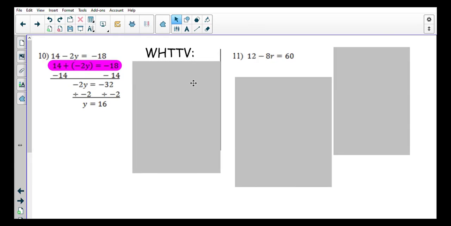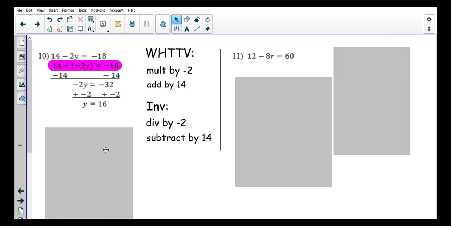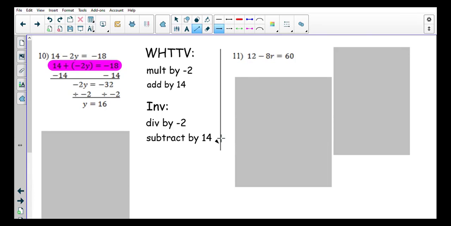So what's happening to the variable? Let me go ahead and pull this down. We are multiplying by negative 2 and then adding by 14. The inverse of multiplying by negative 2 is to divide by negative 2, and the inverse of adding by 14 is to subtract by 14. So when we work in reverse order, that means we're going to subtract by 14 first on both sides. We get negative 2y equals negative 32. Now divide both sides by negative 2 to get y equals 16.